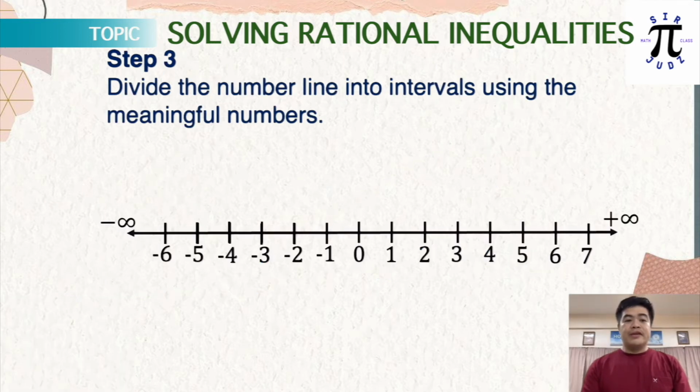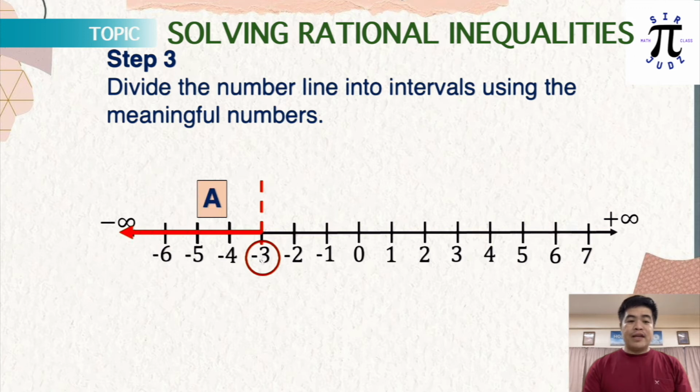So step 3, you're going to divide the number line into intervals using the meaningful numbers. Since our meaningful number is negative 3, we're going to draw a broken line on negative 3. And as you can see, the number line is divided into two intervals. We have the numbers on the left of negative 3, let's denote it as interval A. And the numbers on the right of negative 3, let's denote it as interval B.